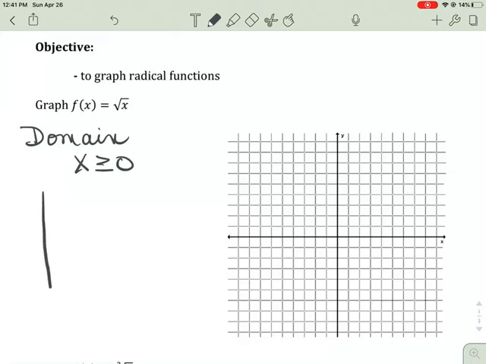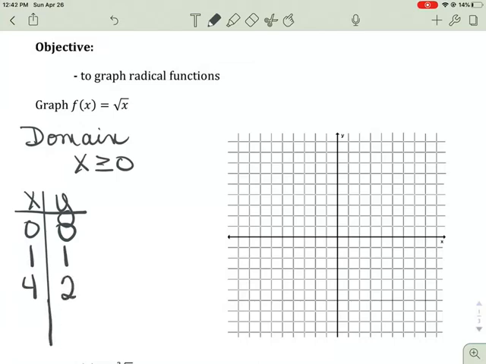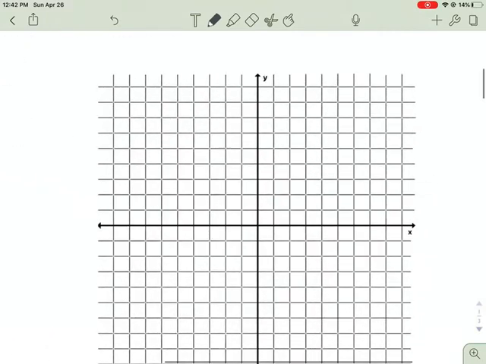So let's put in some numbers that we know we can take nice perfect square roots of and see what happens. So I'm going to start with 0 because the square root of 0 is 0. And then let's try 1. Get 1. And then I'm not going to do 2, 3. Let's do 4 because the square root of 4 is 2. And I'm going to do 9 because the square root of 9 is 3. So I'm going to plot those points.